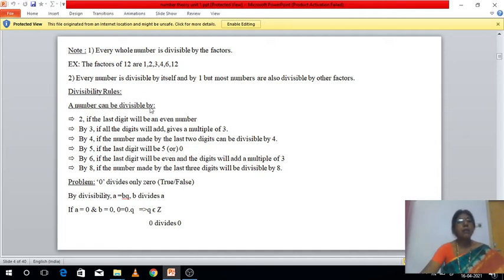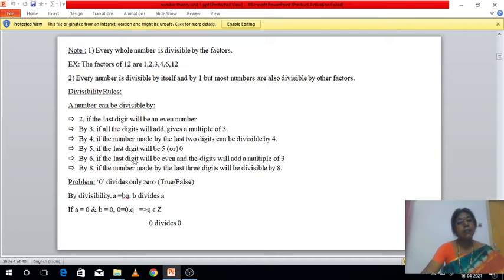Next, a number is divisible by 5 if the last digit is 5 or 0. Similarly, a number is divisible by 6 if the last digit is even and the sum of the digits is a multiple of 3.